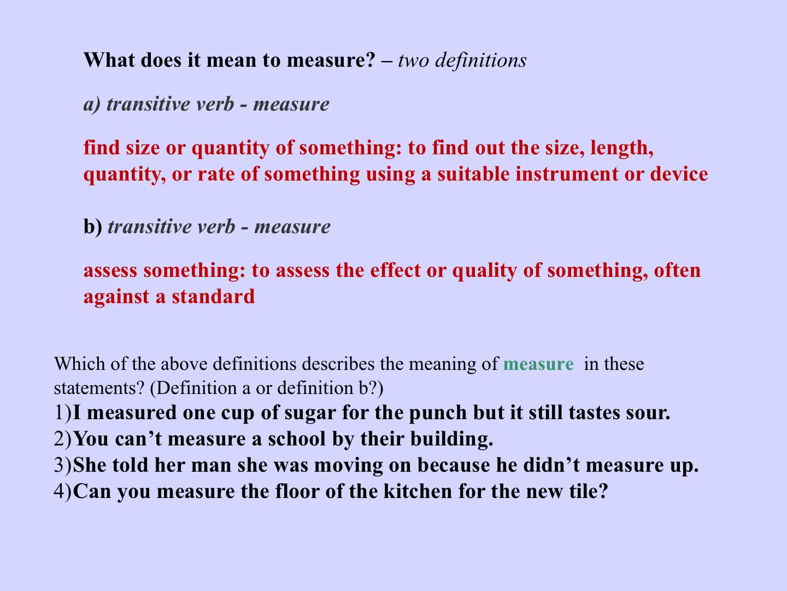If you look at number 1, a cup of sugar for the punch, measuring 1 cup, that would be the first example of measure, because you're finding out the size of something, and it's going to have a number, right? Number 2, you can't measure a school by their building. Well, that means you can't make a judgment about that school and what's going on there by just looking at the building. So that's referring to the second definition, where you're assessing the quality. How great is that school? The building itself isn't going to be enough to talk about what's going on there.